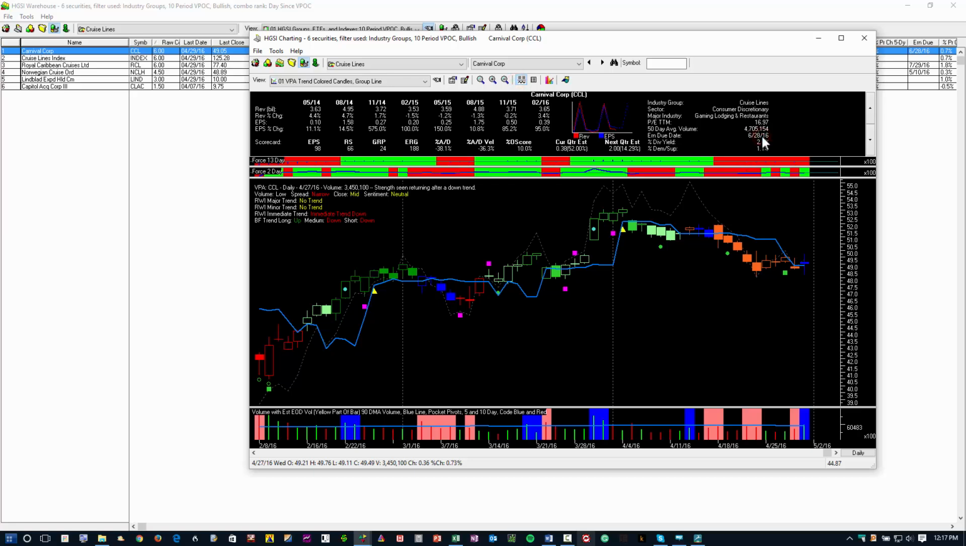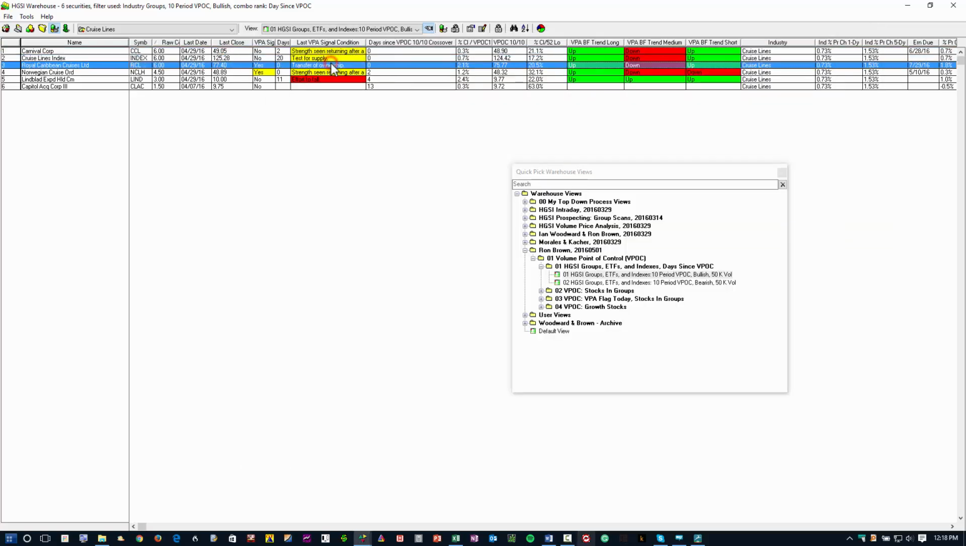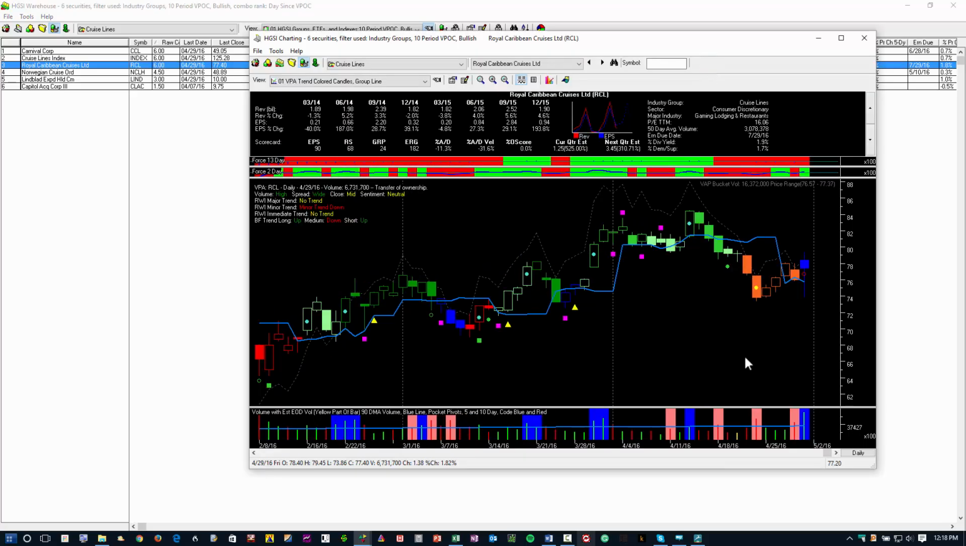Now I'm going to open this up. You can see that the earnings are not out until 6/28, and that is something you need to know. Now let's go back here, turn this off. There's the index, Royal Caribbean. Looks like this has the same trend structure. Up long term, down medium term, and up short term. And look at this, you're seeing a very similar pattern. This stock looks stronger.